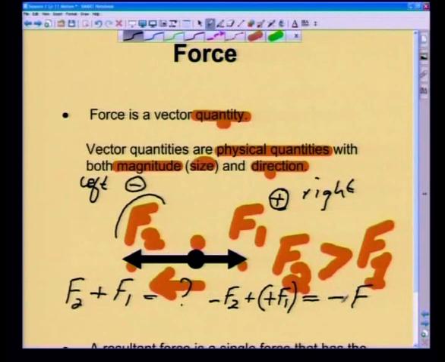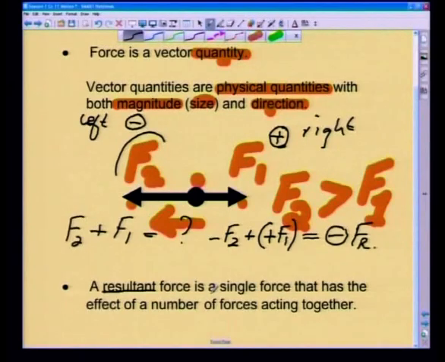And that minus sign, in our situation, only means that the force is going to the left. And this force here, we are going to call our resultant force. And this is the force that is causing that object to move to the left.